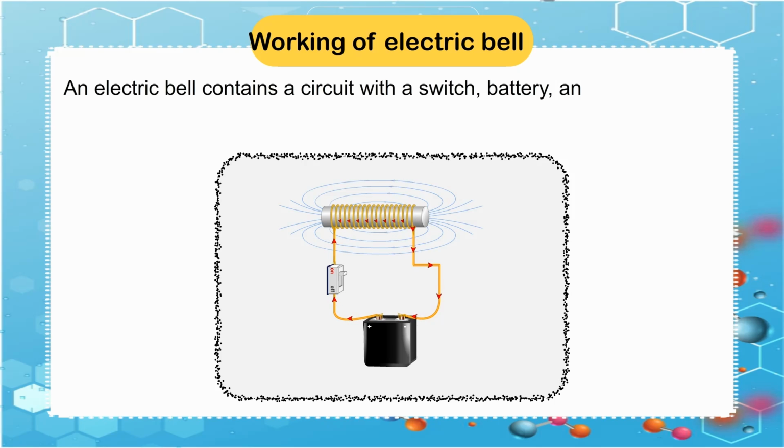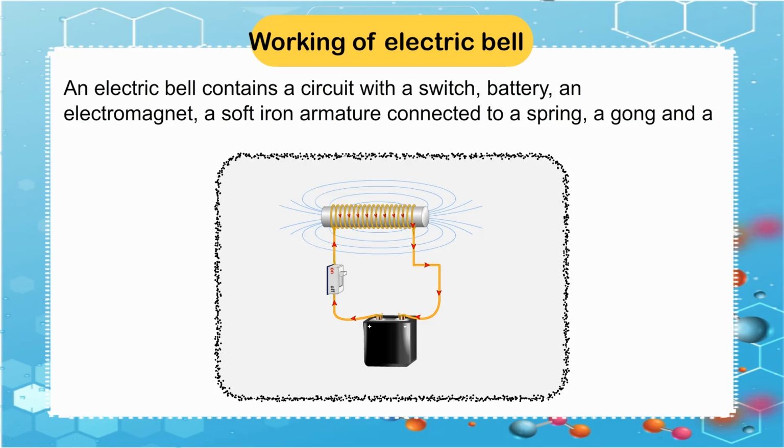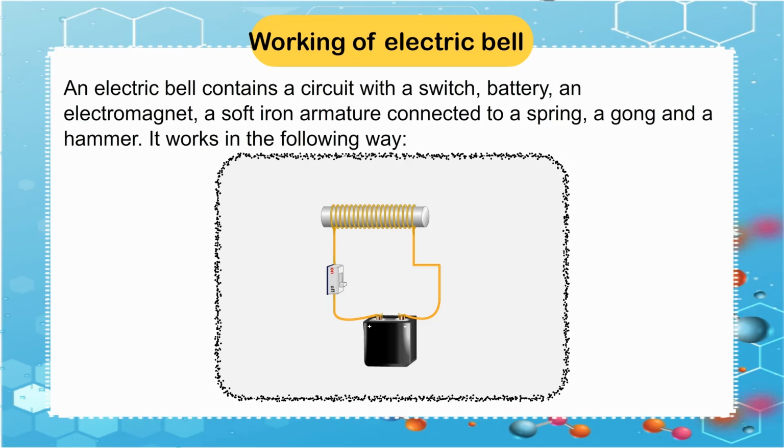Working of electric bell. An electric bell contains a circuit with a switch, a battery, an electromagnet, a soft iron armature connected to a spring, a gong, and a hammer. It works in the following way.